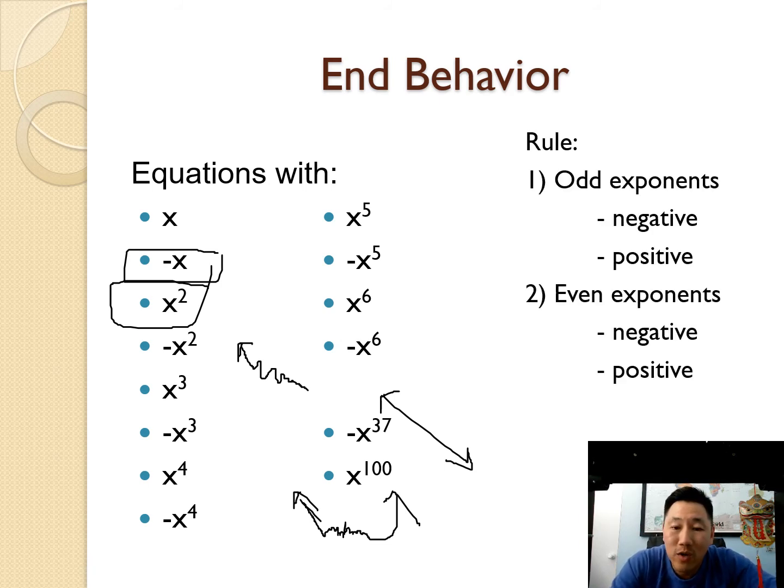The rule is when you have an odd exponent, if the number is negative, it's going to look in general like this. If it's positive, in general, it's going to look like this. For even exponents, if it's negative, in general, it's going to look like this. And if it's positive, in general, they're going to look like that. All right, so keep those in mind.